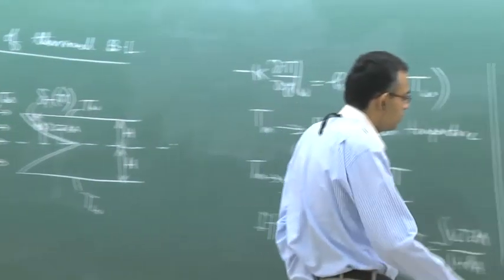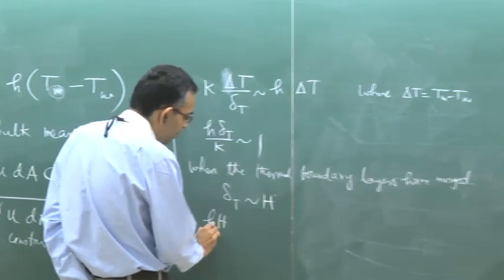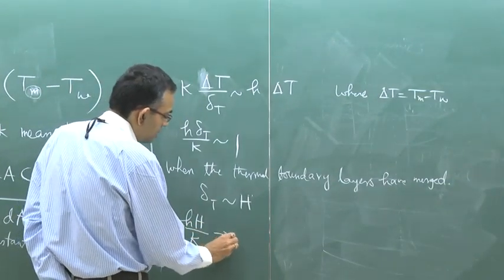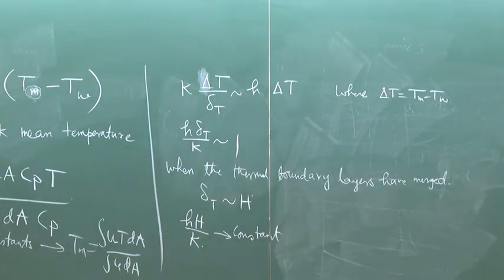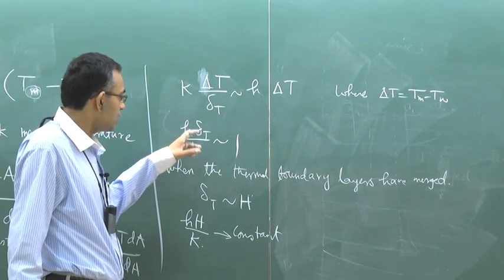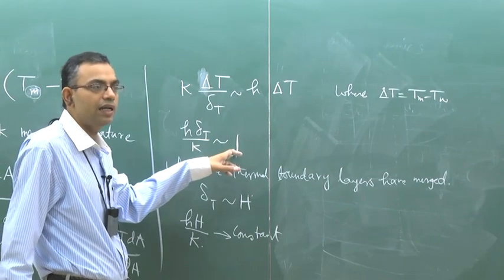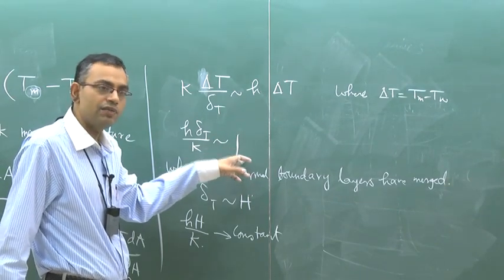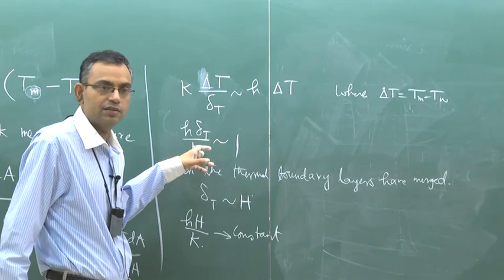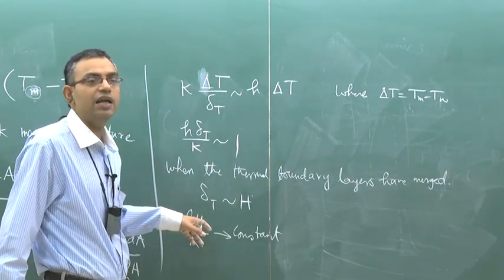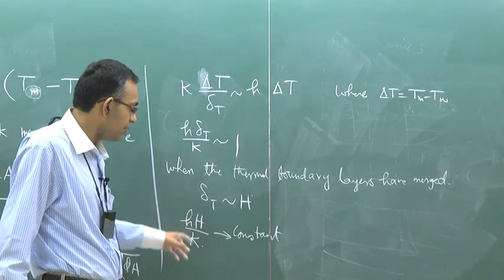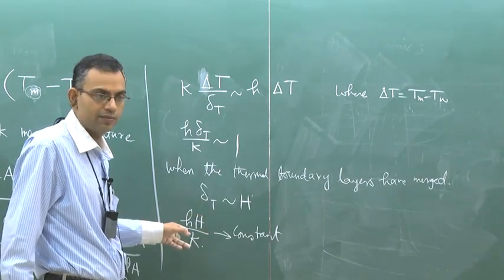So then you have h by k, this is a constant. See why it is so, because h by k is of the order of 1 by delta T, and when the delta T becomes a constant, h by k becomes a constant, and h by k becomes a constant means h by k into a constant length is also a constant. This is a non-dimensional way of representing h by k.